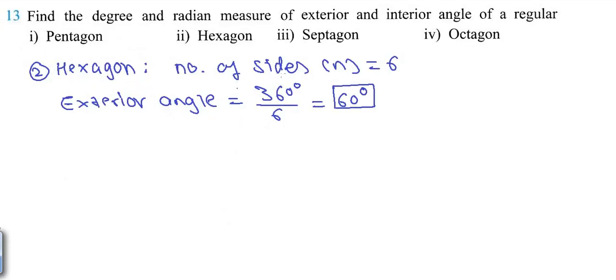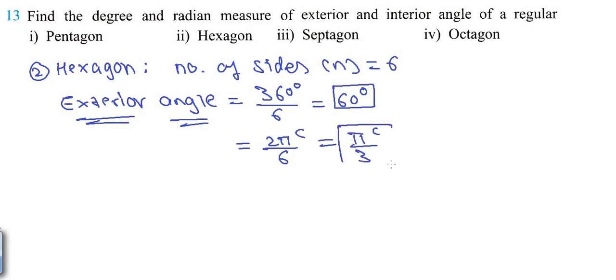For hexagon, number of sides n equal to 6. Therefore, exterior angle equal to 360 degree divided by 6, that is equal to 60 degree. Now here we can have one more method to find the angle in terms of radian. Let us write 360 degree as 2 pi radian, one rotation angle, upon 6. 2 3s are 6, so that is equal to pi by 3 radian. So instead of first finding in degree and then converting into radian, we can go by this method also.